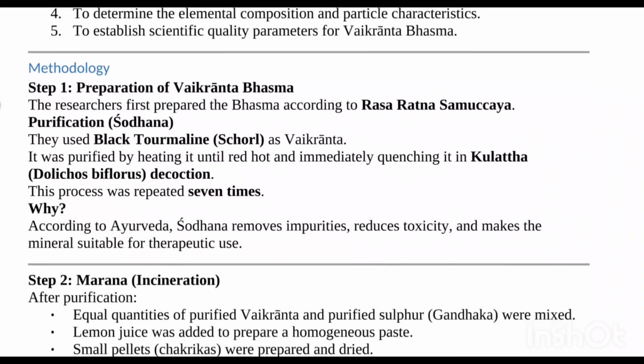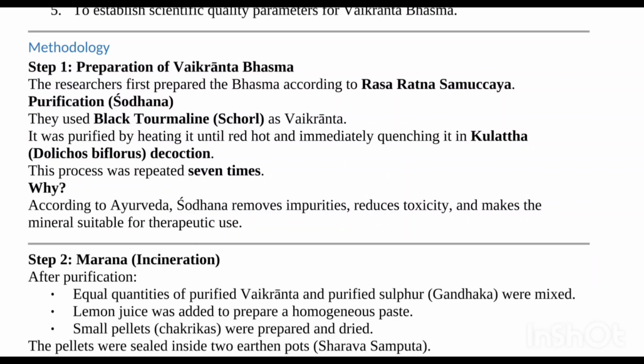Now we see the methodology. The first step is the preparation of Vaikrant Bhasma. The researcher first prepared the Bhasma according to Rasaratna Samuccaya. First is Shodhana. They used black tourmaline, that is scarlite, as Vaikrant. It was purified by heating it until red hot and immediately quenching it in Kulatha Kwatha. This process is repeated 7 times. Why? According to Ayurveda, Shodhana removes impurities, reduces toxicity and makes the mineral suitable for therapeutic use.